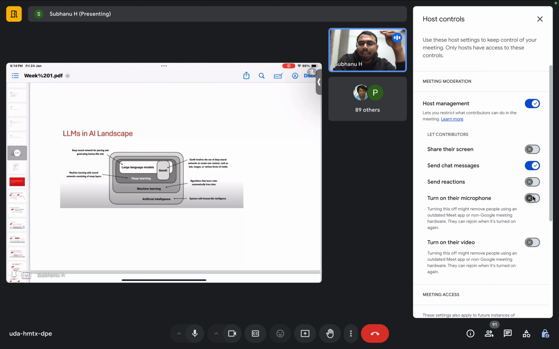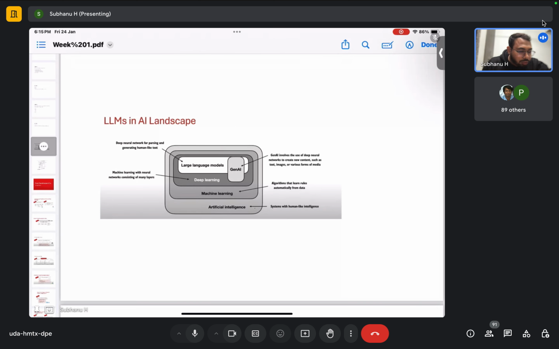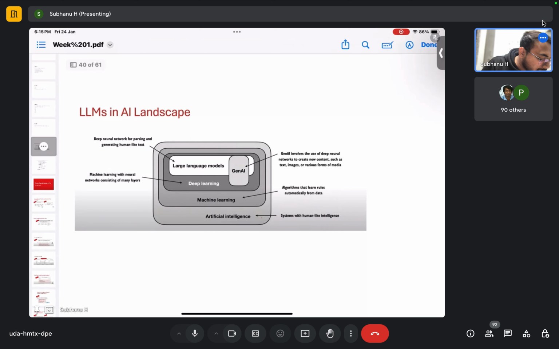Okay, someday it will saturate, but before that you have to know the basics. So this course is about the basics only. So let's begin our lecture today. My first goal is to see where this LLM sits in the AI, artificial intelligence landscape.